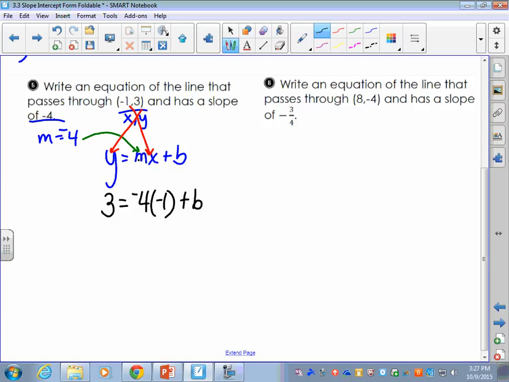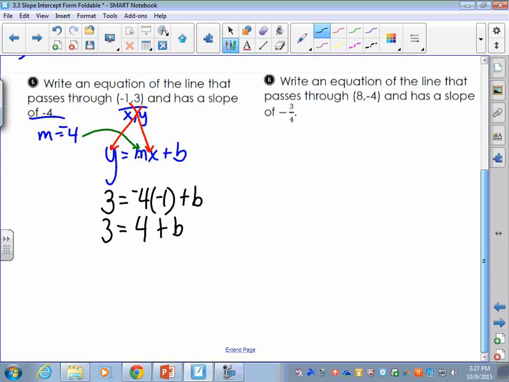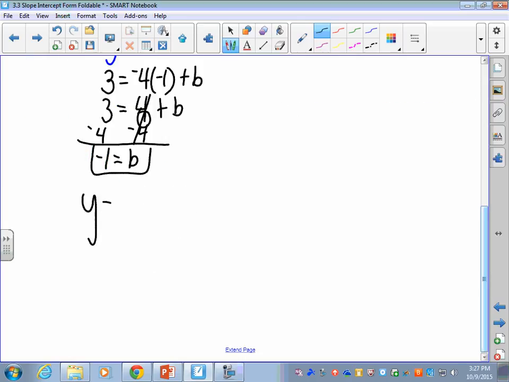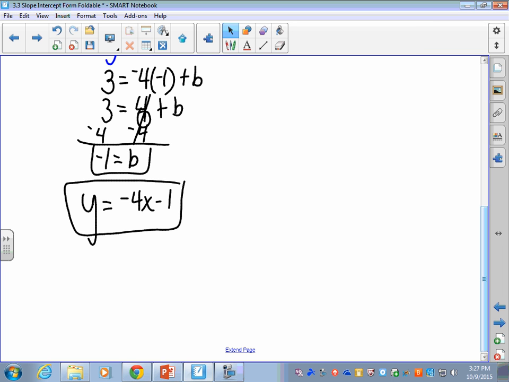All right, so we're going to simplify. We're going to do the multiplication because of order of operations. So 3 equals -4 times -1, which is +4, plus b. Now we got to solve for b. We got to isolate the b. So what would I need to do to solve for b? Yep, subtract 4 from both sides. This 4 becomes 0. 3 minus 4 leaves me with -1 equals b. And now I know my equation because I have my b and I have my slope. So my equation would be y equals -4x minus 1.